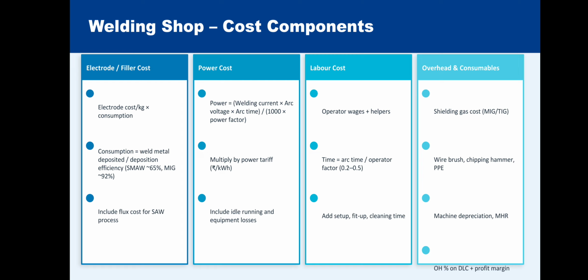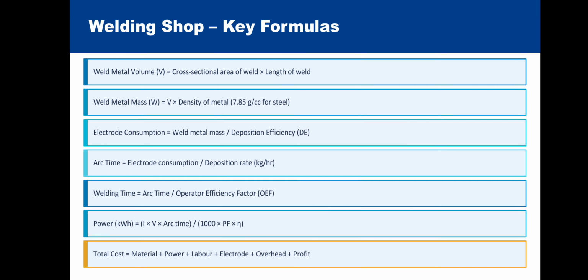Also overhead percentage on DLC, direct labor cost plus profit margin, is the total profit margin cost. We can find out.